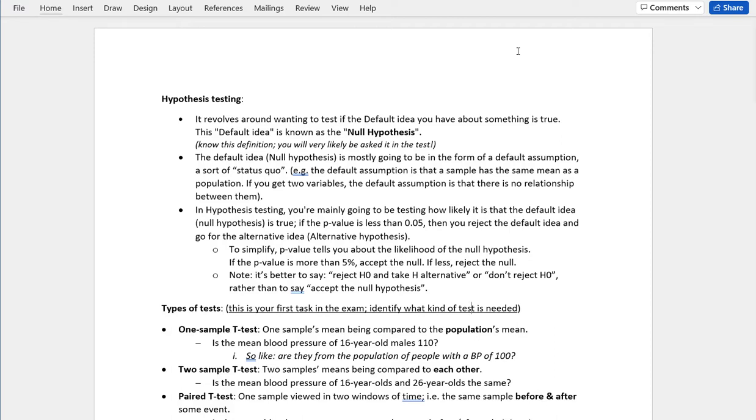And how do you test this? You take a sample of male Czech Republic people and check their blood pressures, and you check the average of their blood pressures. You want to see whether this sample is saying that this case is true or not, whether the average of the sample is indeed around 110. And if it is, then you're more confident that the average of the population as a whole would be 110.